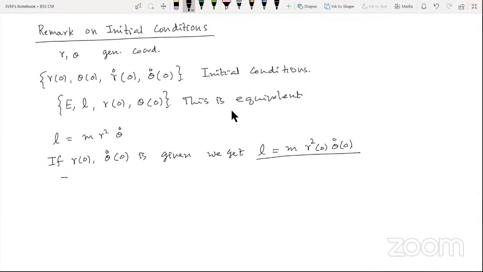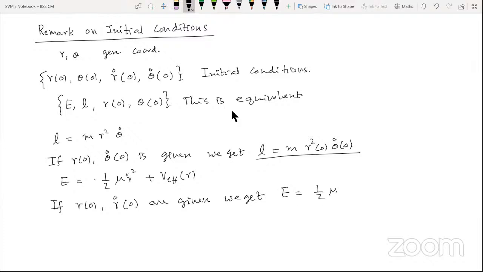Similarly, you know E is equal to half mu r dot square plus V effective of r. So if r of 0 and r dot of 0 are given, we get E, which is equal to half mu r dot square of 0 plus V effective of r of 0. That means if you are given this, then you can get E. Once you get E, then E is going to be a constant of motion. E is not going to change.